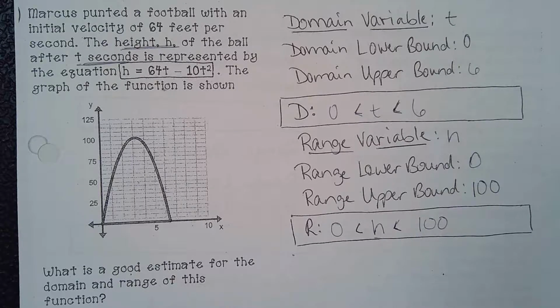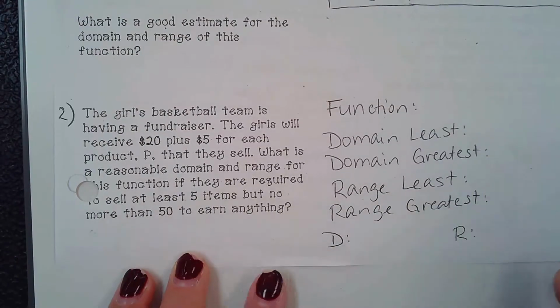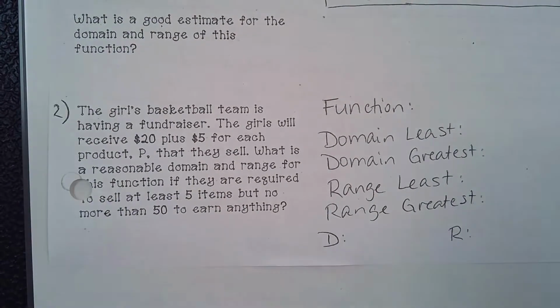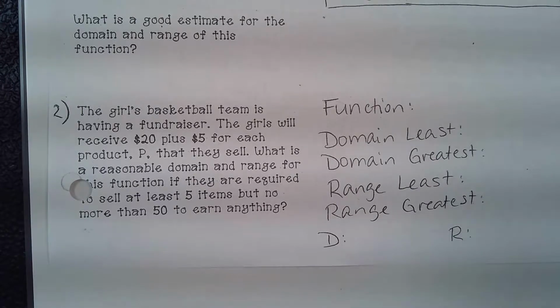Questions on that? Are we okay? All right, so let's look at the next one. It says the girls' basketball team is having a fundraiser. The girls will receive $20 plus $5 for each product P that they sell. What is a reasonable domain and range for this function if they are required to sell at least 5 items, but no more than 50 to earn anything?